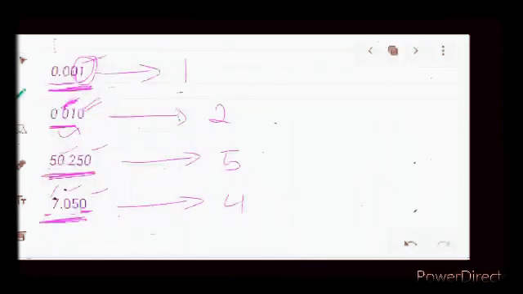Any zeros which are followed by non-zero digits are not significant, but if that zero is not followed by a non-zero digit... Here we are talking about the zeros after the decimal point. If the zeros are not followed by non-zero, then those zeros will be significant, like here in the second one and the third one, and here also.